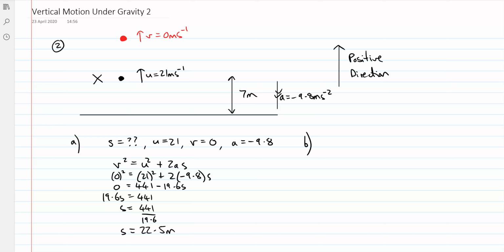And part B says, oh, hold on. Part A was, so this is the displacement from X.